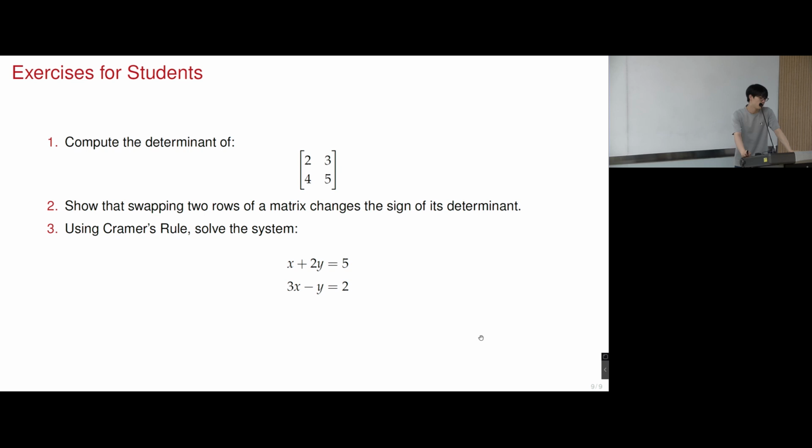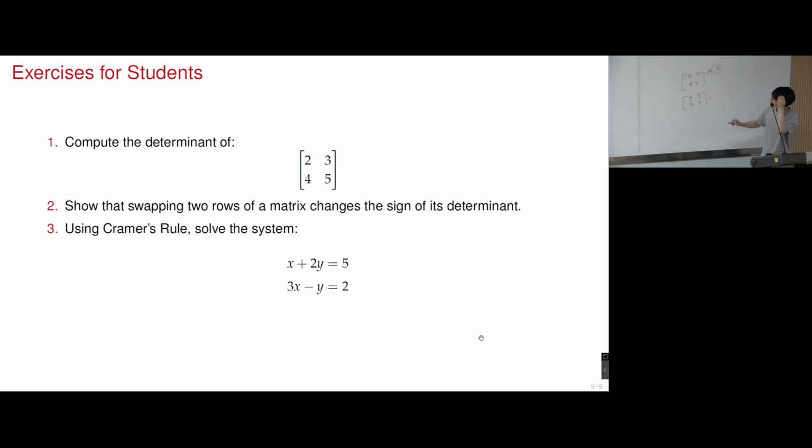The second question is related to the first one. We already kind of did this, but I just wanted to make sure that you understand it. Swapping 2 rows of a matrix changes the sign of the determinant. Remember that we just got minus 2 for this determinant. Try to swap the 2 rows, okay? So you're going to get 4, 5, and 2, 3, like this.